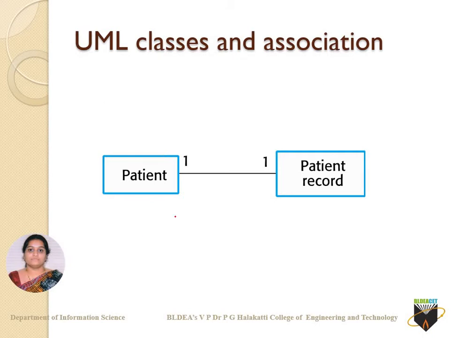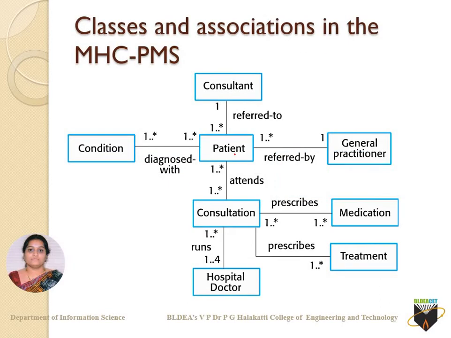Here you can see a patient as one object or class, and one more, the patient record. They are related with a cardinality of 1 and 1. What do you mean by that? One patient has one patient record. A single patient will not have multiple records; a single patient will have a single patient record. I can come across this example for the classes and associations shown in the management of a patient record system. So what are those?